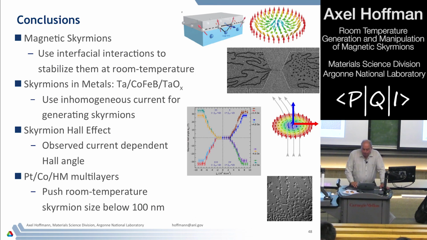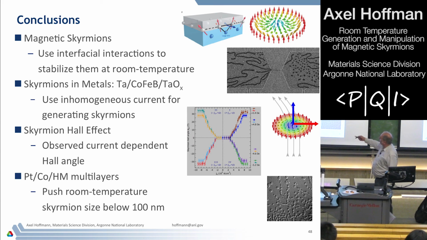So with that, here are my conclusions. You can generate magnetic skyrmions by using interfacial interactions, which allows you to stabilize them at room temperature. If we look at these tantalum, cobalt iron boron, tantalum oxide systems, we can see that we can generate them using inhomogeneous currents.